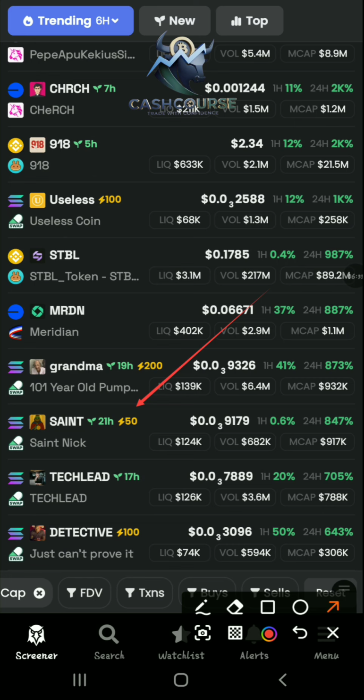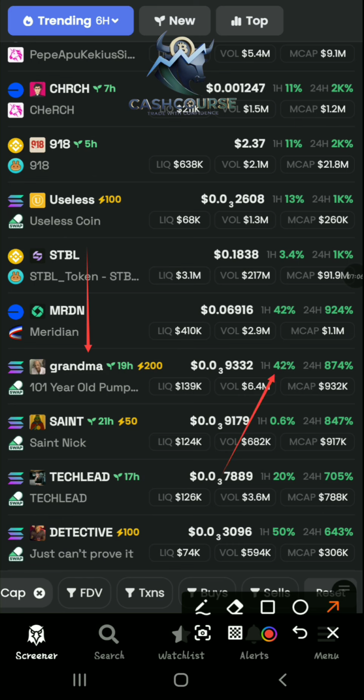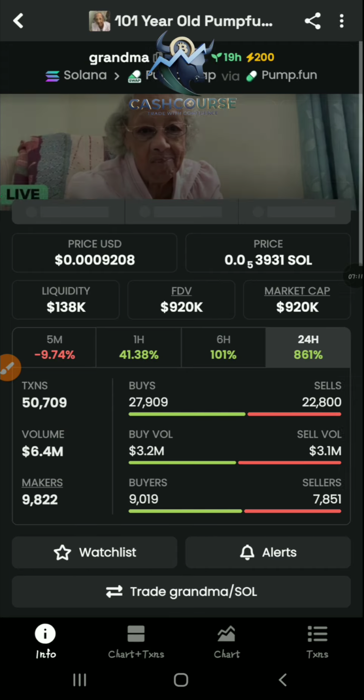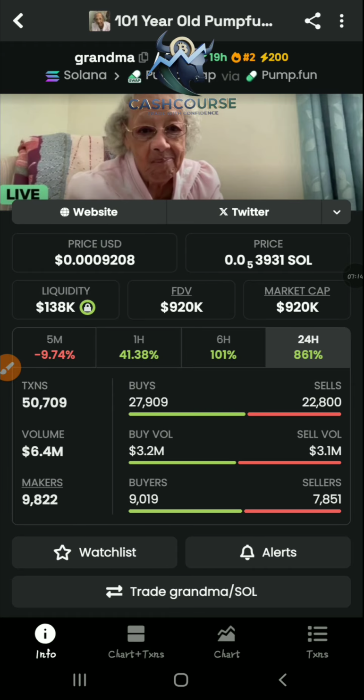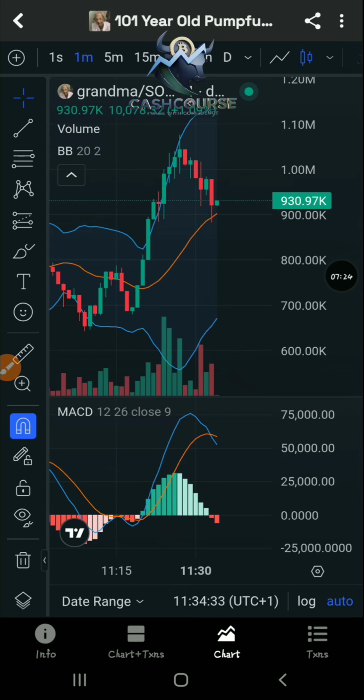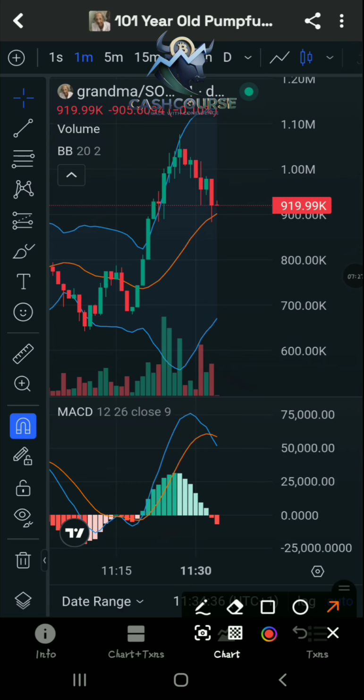As you can see, Grandma is having a 1 hour percentage of 41 and a 1 day percent of 861. So let's enter and see. Just go to the chart section. We are currently on a 1 minute time frame over here, so each and every candle you see is printed every 1 minute.